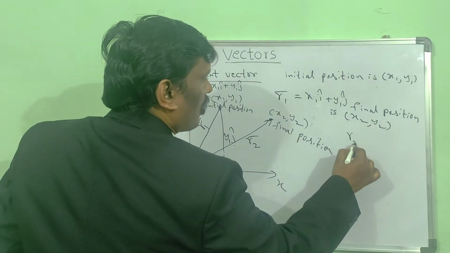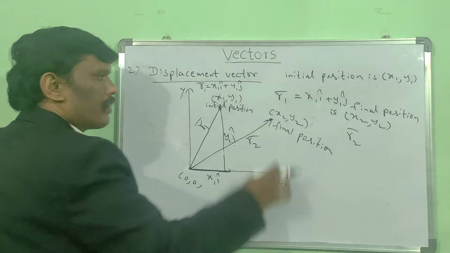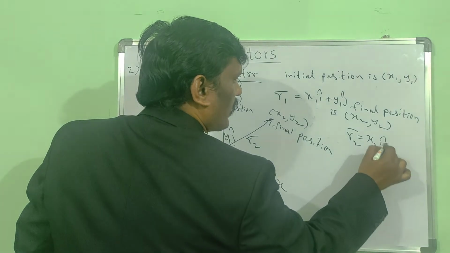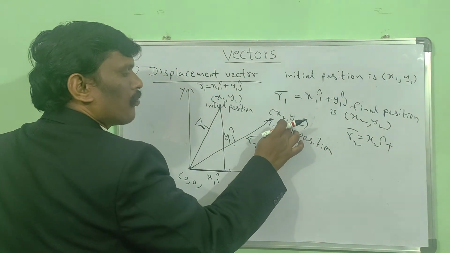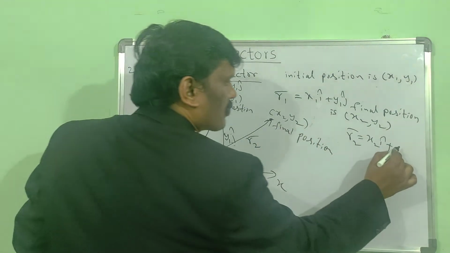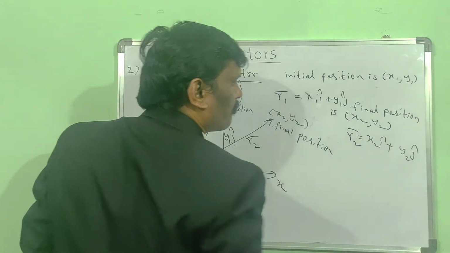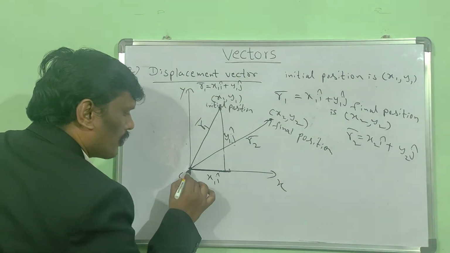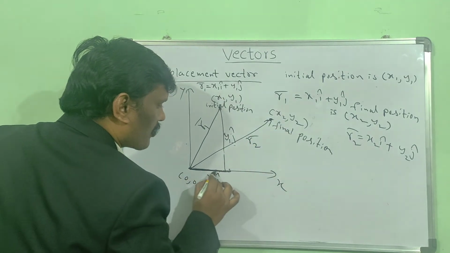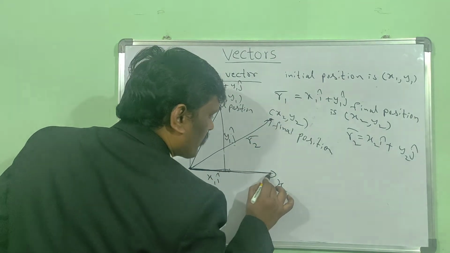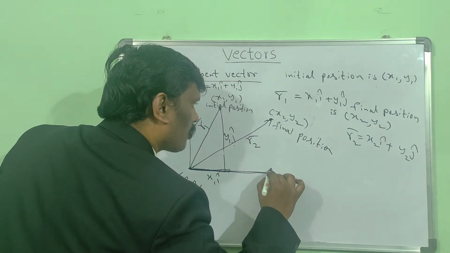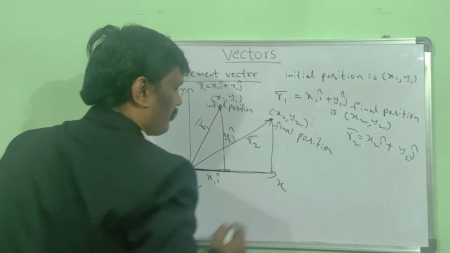Then how to write r2 bar? This is x2 comma y2. Now what is the meaning of that? x2 units along the x-axis, that means x2 i cap, plus y2 units parallel to the positive y-axis, that means y2 j cap. So x2 units along the x-axis and y2 units parallel to the y-axis like this.